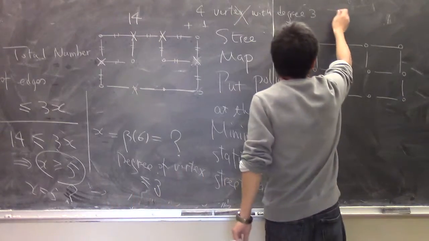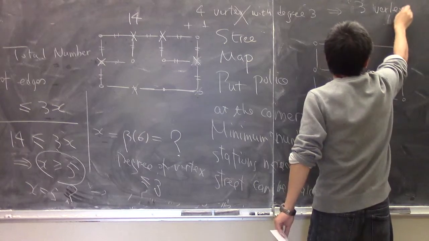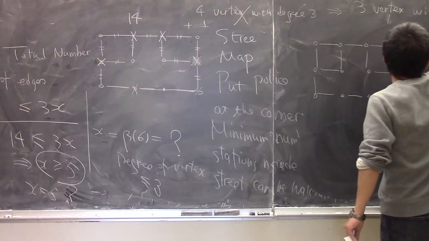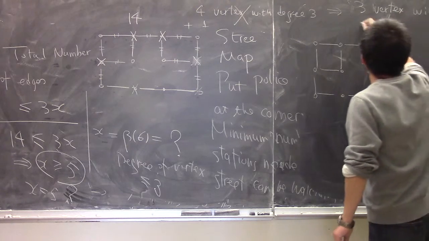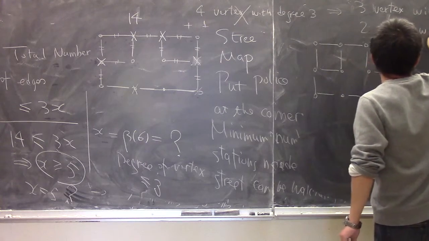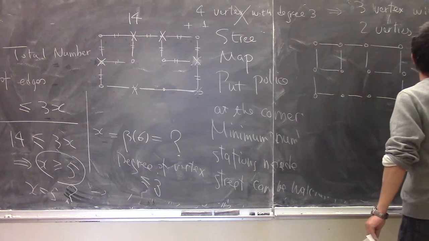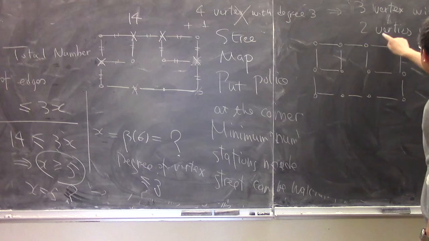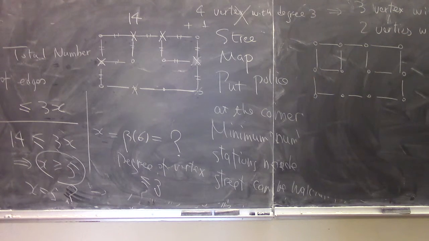So what if I have 3 vertices with degree 3 and 2 vertices with degree 2, and then this 9, right? 9 edges plus 4. That's going to give me 13, right? And therefore, I will not be able to cover all of my 14 streets. So looks like this is also not going to be possible.